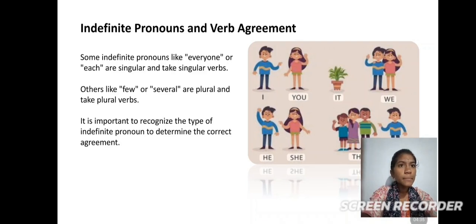Indefinite pronouns can be singular or plural and we must know their category. Singular pronouns: everyone, each, anyone, somebody. Example, everyone is present. Plural pronouns: few, many, several. Example, few are interested. Correctly identifying these pronouns helps us choose the right verb.